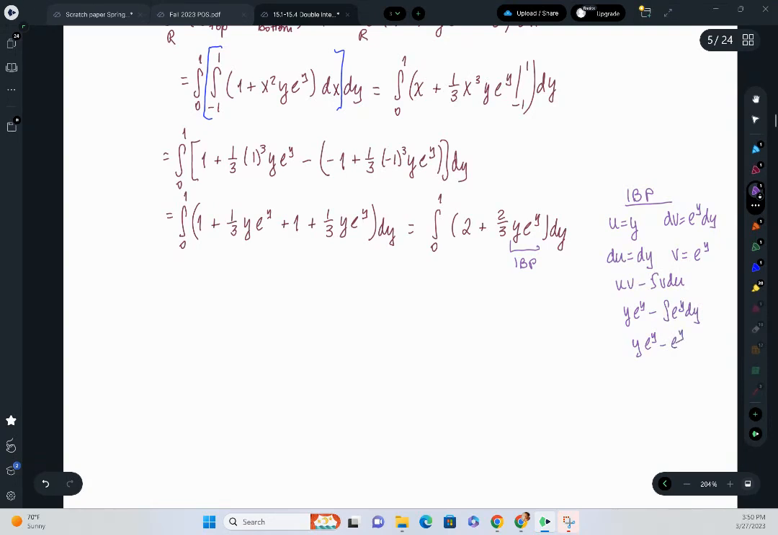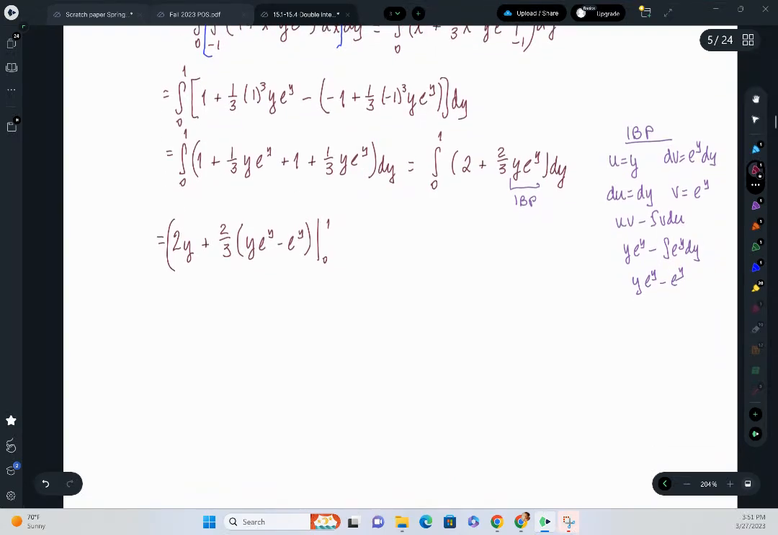which finally gives us y e to the y minus e to the y. Okay, next line. All right, I'm going to integrate everything and put in what I got from my integration by parts. The antiderivative of 2 with respect to y gives me 2y, and then I have plus 2/3, and the antiderivative of y e to the y is y e to the y minus e to the y. We're evaluating all of this from 0 to 1.